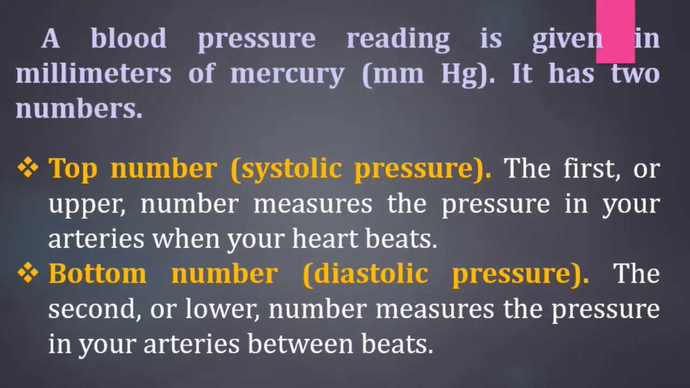It has two numbers. The top number, or systolic pressure, is the first or upper number, which measures the pressure in your arteries when your heart beats. The second is the bottom number, or diastolic pressure. The second or lower number measures the pressure in your arteries between beats.